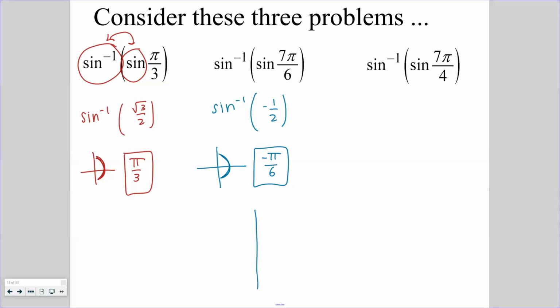The reason is this. If I were to graph 7 pi over 6, it is down here in the third quadrant. Remember that inverse sine requires an answer in the first or the fourth quadrant. So we needed to find the angle in the first or the fourth quadrant that had the same y value. With sine, we're talking about the y values. So we take this angle, 7 pi over 6, and all we did was reflect it over the y-axis for sine. And that became the angle represented as our final answer. That's where we get that negative pi over 6.